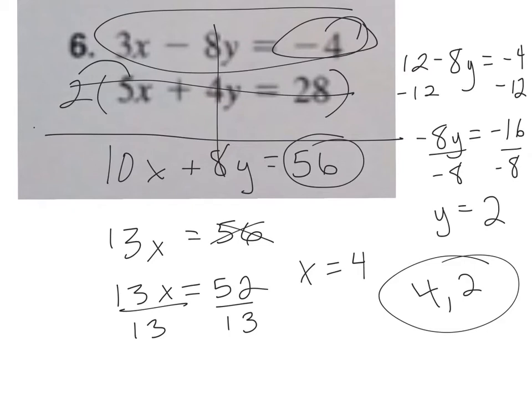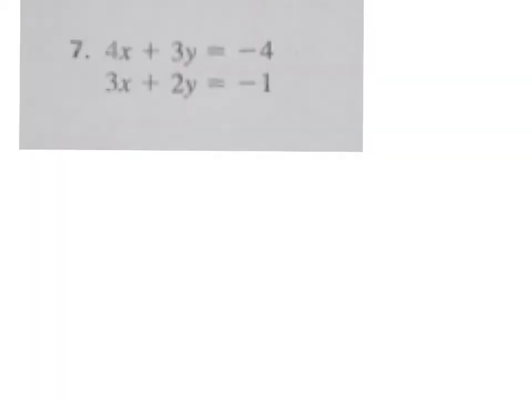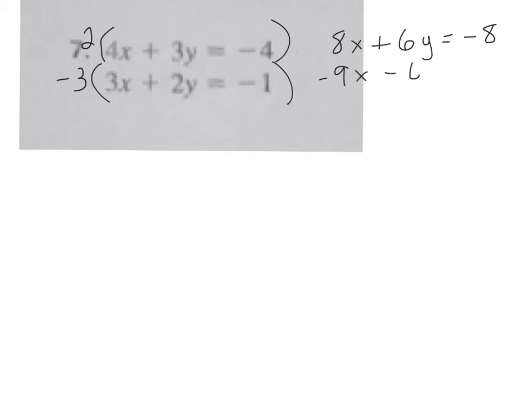All right, let's take a look at number 7. I've got 4x and 3x, and over here I've got 3 and 2. I think I'm going to focus on getting rid of the y's. In order to get rid of the y's, one's going to have to be positive, one's going to have to be negative. My LCM for 3 and 2 is going to be 6. So I'm going to multiply the top by 2 and the bottom by a -3. At the top, I'd have 2 times 4x, which would be 8x, 2 times +3y, which would be 6y, and 2 times -4 would be -8. On the bottom, I'd have -9x minus 6y equals a +3.